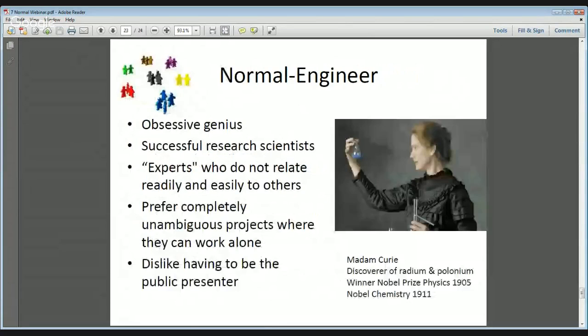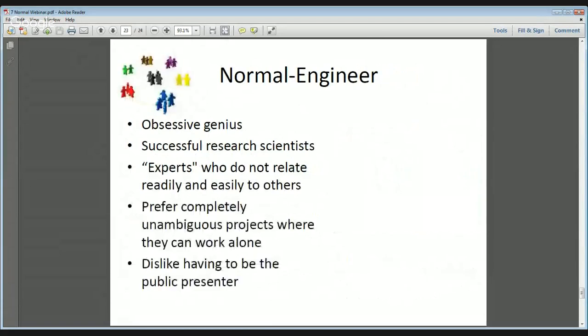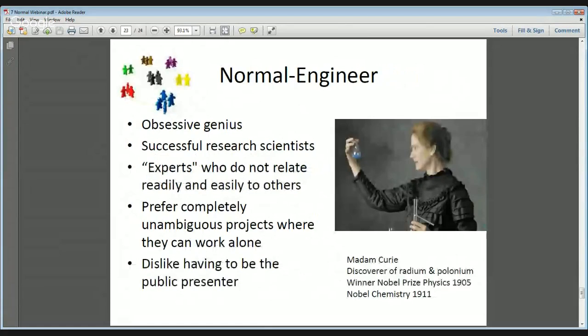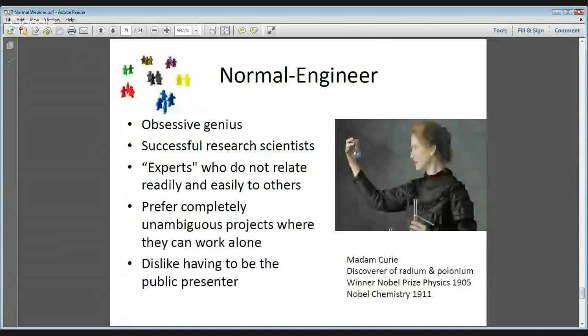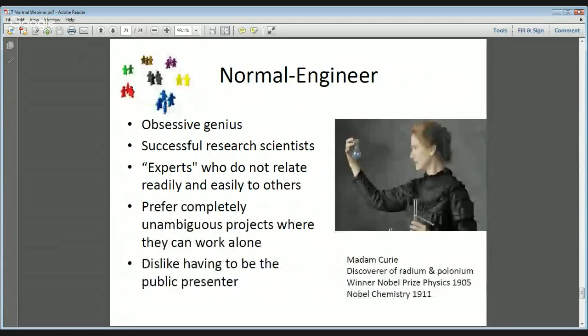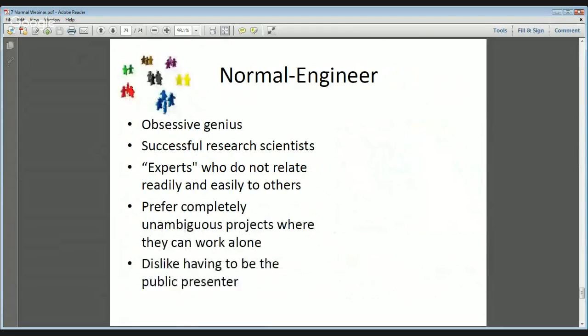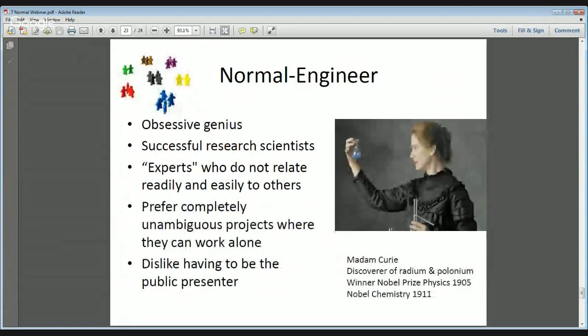Finally, we have the normal engineer. They tend to be smart, obsessive geniuses. The one I've chosen here is Madame Curie. Very interesting. She won the Nobel Prize for Physics in 1905 and the Nobel Chemistry Prize in 1911. Something very few people have done, won a double like that in different fields. Very successful research scientist. She was very much the loner, of course, and fortunately died discovering radium and polonium, not realizing how radioactive they were.